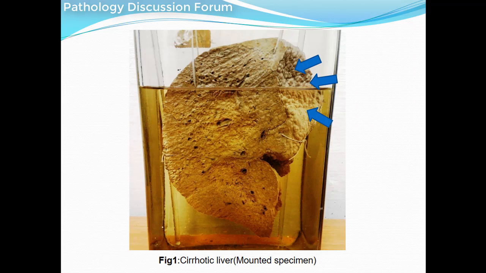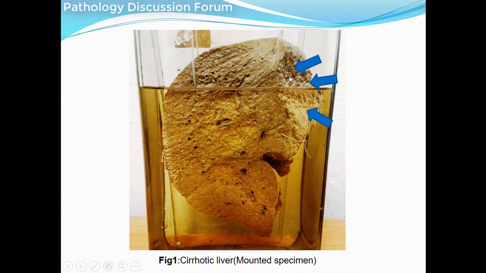So, it is a specimen of liver having one external surface and one cut surface. The liver is identified by the size, shape and the texture of the organ, and there is presence of porta hepatis that is present over here.